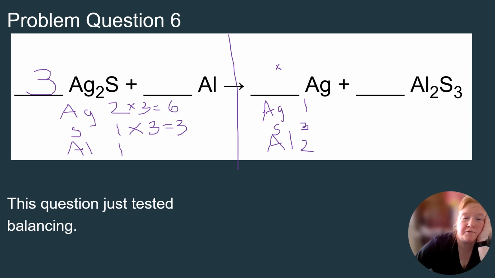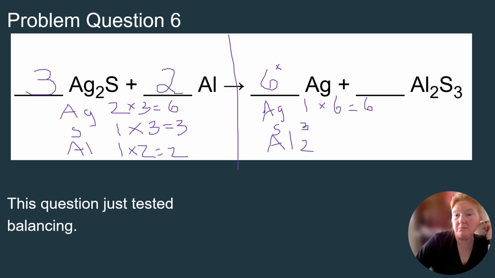Okay, so sulfur is balanced. Ag is not. Can I fix that? Sure can. How? Multiply it times 6. Right, so that 6 is the coefficient here. What about Al? Times 2 is 2, and put the 2 here. So I can leave this line blank or put a 1, okay?